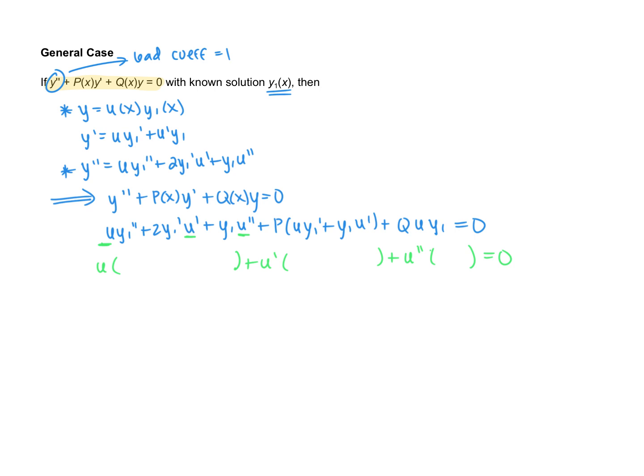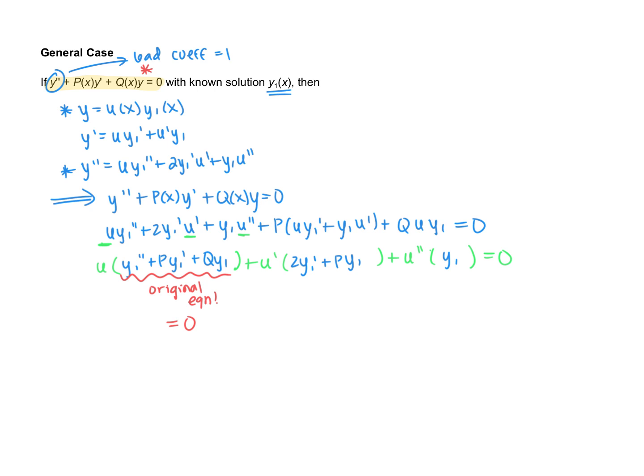Okay, so doing some factoring and some moving around, we're going to get y1 double prime, add p of y1 prime, add q of y1, and then we get 2 y1 prime, add p of y1, and then we just get y1. At this point we should be thinking, what are we doing here? Is there anything helpful? Well, maybe you notice that this looks very familiar. It looks like our original equation. That is our original equation with the known solution plugged in, which means all of that factor is equal to 0.